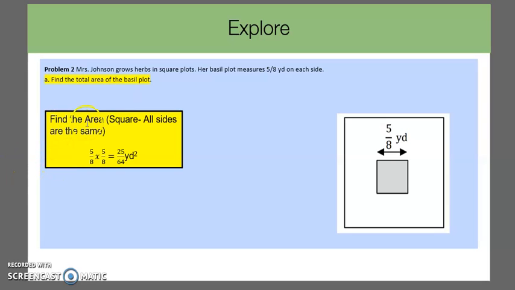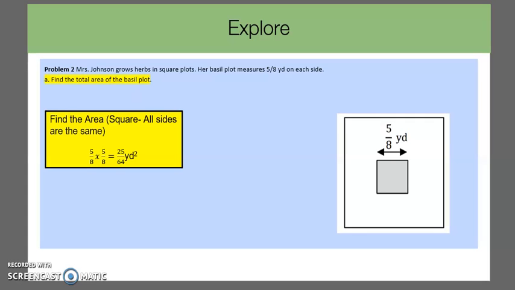Okay, so when we're finding the area, as previously mentioned, a square means that all sides are the same. So since we know that one side is 5/8, the other side is also 5/8, and we can multiply that across, and 5 times 5 gives us 25, 8 times 8 is 64. Here we do not need to take the GCF, but we can have students take the GCF and see if there's a number that's common between the numerator and denominator. In this case, there's no value, and we'll put the units as yards squared because we are finding the area.